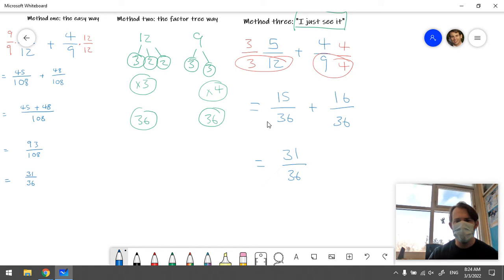Again, I write these. Oh, I'm skipping steps. Don't skip so many steps, Mr. Jennings. I write the whole thing over the same denominator. I have 15 plus 16, and that's equal to 31 over 36.